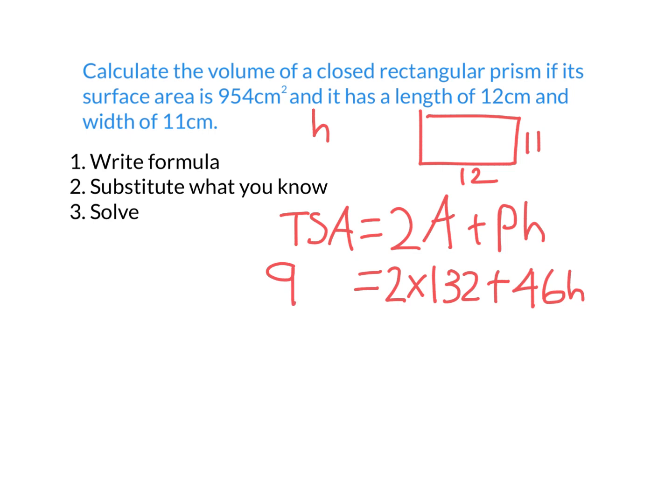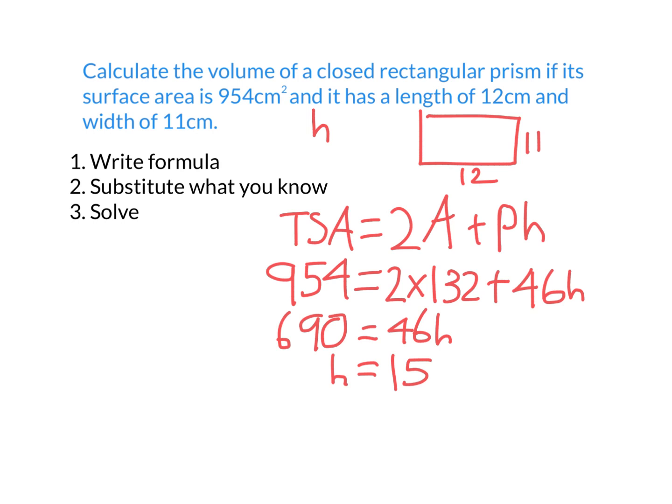Now we're going to substitute total surface area for 954 because that's what the question told us. So we get 690 when we subtract 264 from both sides equals 46h. Dividing each side by 46 gives us 15. H is equal to 15. That is the perpendicular height of the prism.